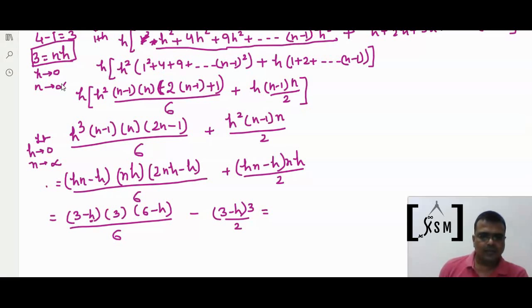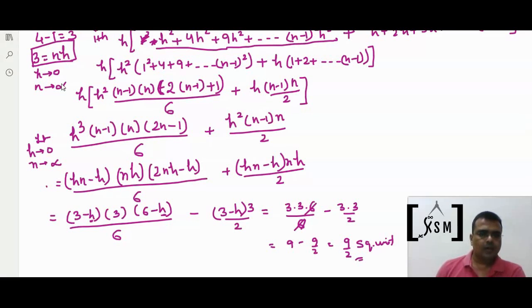to 0, guys, please understand, right? So we will get 3 times 6 all over 6 minus 3 times 3 all over 2. So it is nothing but 6 cancelled. So it is 9 minus 9 over 2. We will get 9 over 2, and that is my final answer, in square units, because that is the area under the curve. Good. I hope it makes sense. Let's move on to the next question.